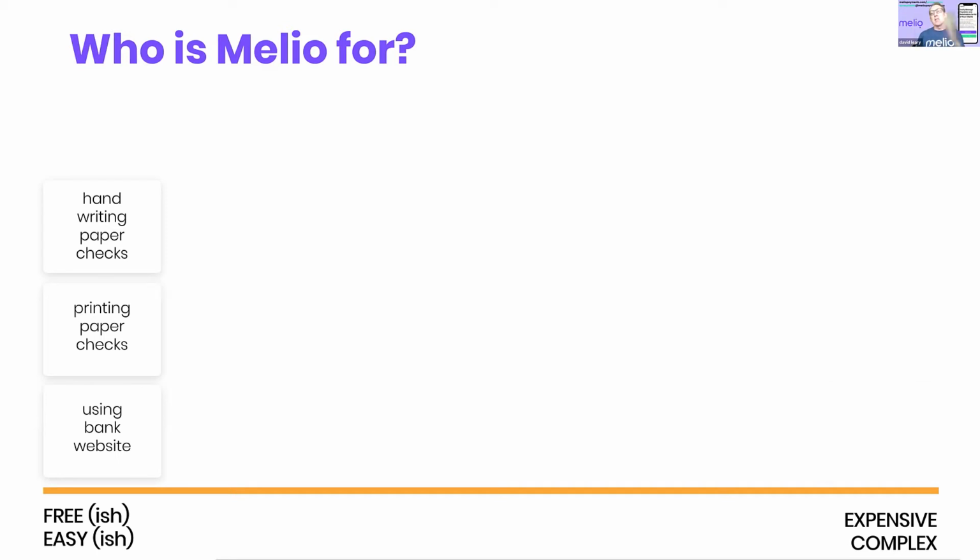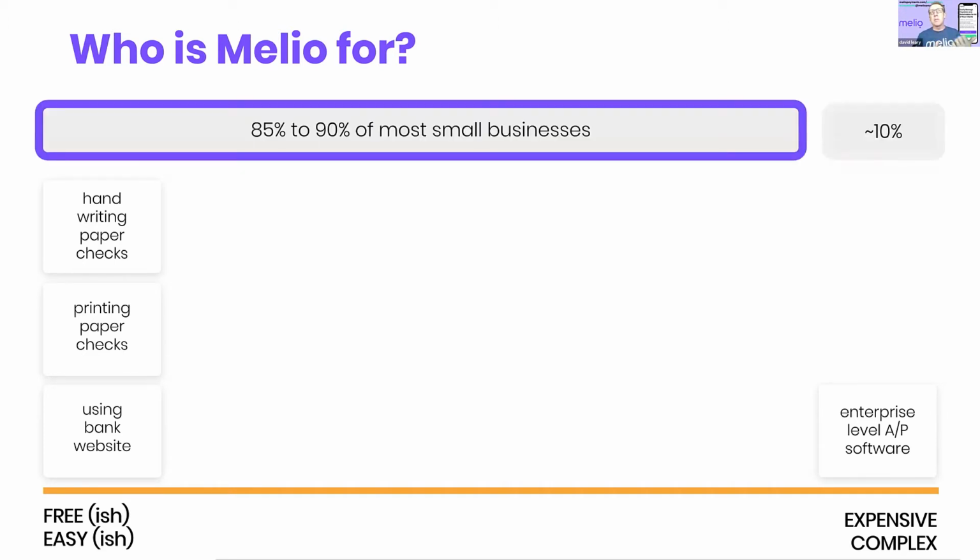And then on the other side, you have that very expensive and complex enterprise-level AP software, where you need an approver and another approver and a manager and a VP and the CFO, and then maybe even the CEO to sign off to get a check out the door to pay a bill, right? And for most people, most small businesses are over here on the left.